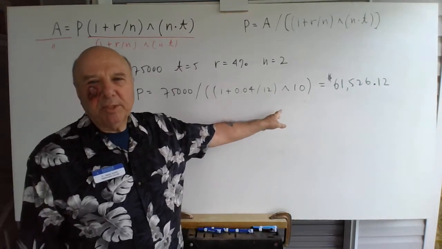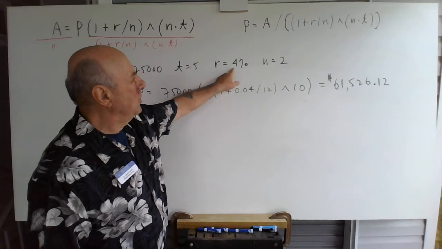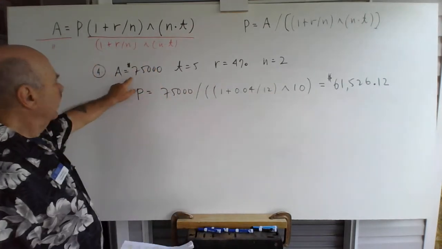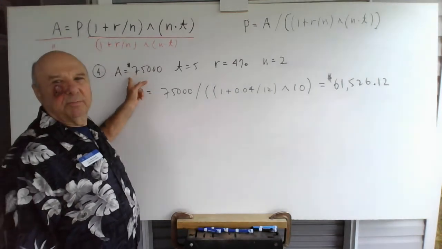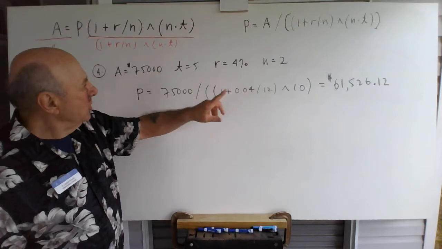So that's my present value. If I take that present value for 5 years at this percentage rate compounded twice per year, that money's going to turn into a $75,000 accumulation. You can figure out the interest. Just subtract the principal from here.